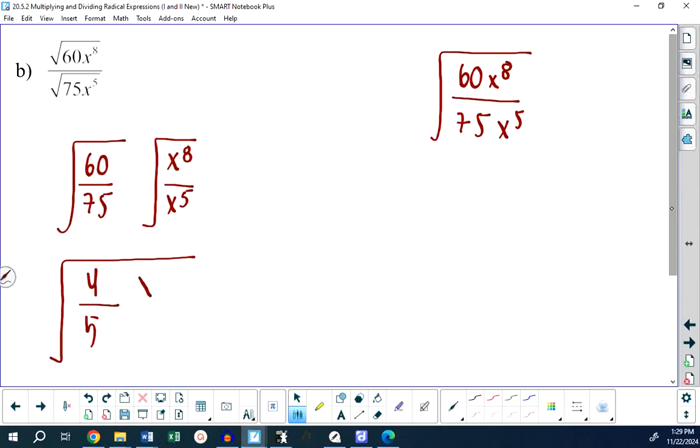And then we're going to have x cubed. Do you notice where I wrote the x cubed? I wrote it in a place so that it's very clearly in a numerator.